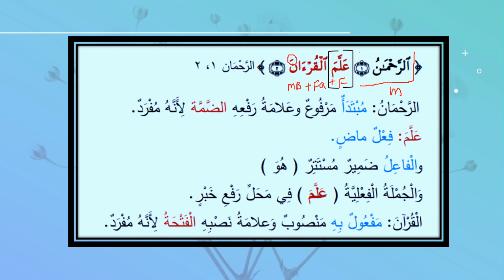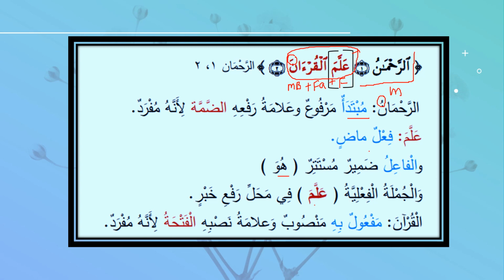So now the whole sentence Allama al-Quran is jumla fi'liyyah coming as a khabar for Ar-Rahman. So Ar-Rahman is mubtada with clear dhamma. Allama is fi'l madi, fa'il is damir mustatir huwa, taqdiruhu huwa. And the jumla fi'liyyah is allama, fi'l and fa'il. And they have not included the maf'ul bihi.